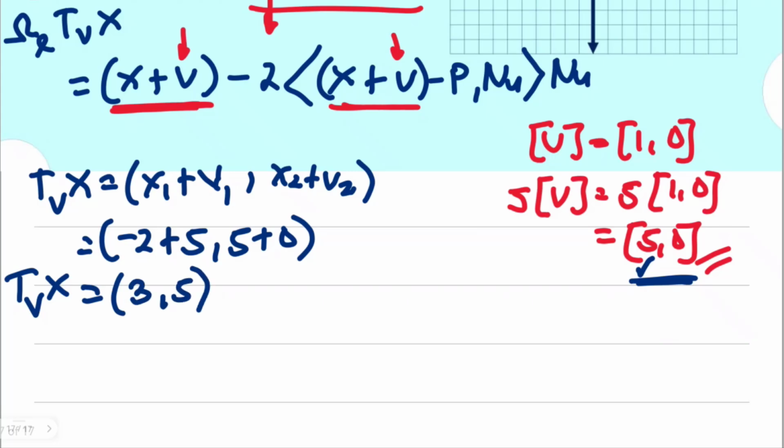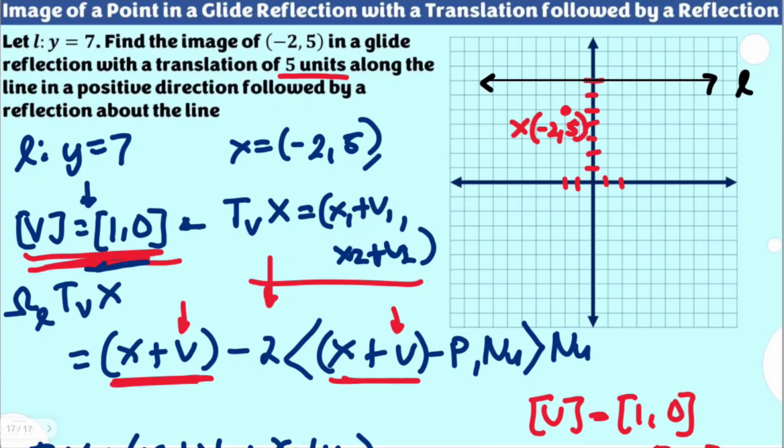When you plot that on our Cartesian plane, you would see the location is 5 units along the line in a positive direction. 3 and 5 is actually here. We can see that it's 1, 2, 3, 4, 5 units along a positive line. So this is its translation, not yet the glide reflection, okay?